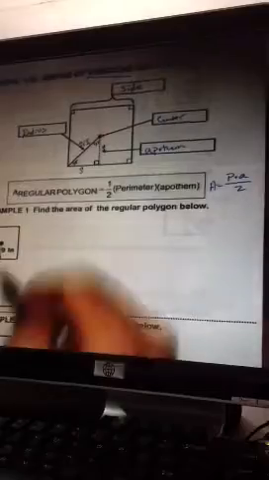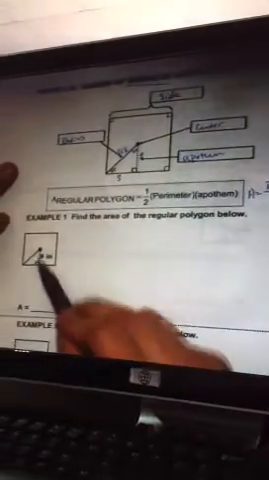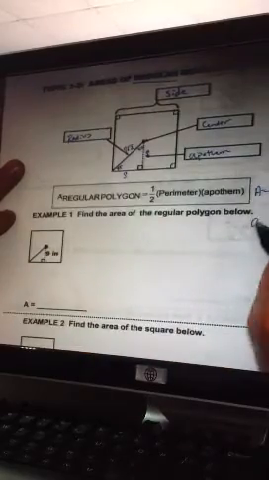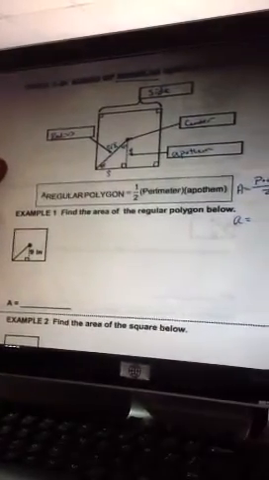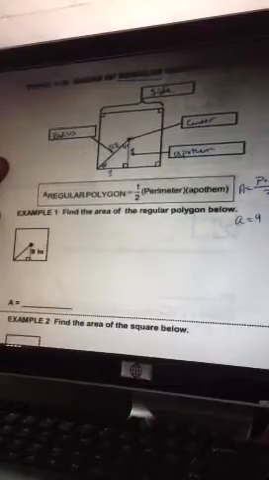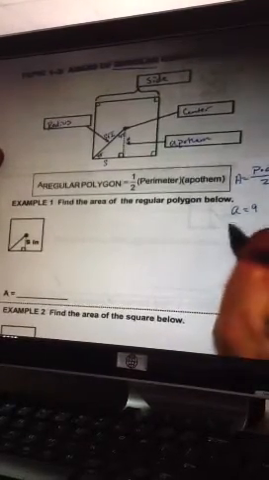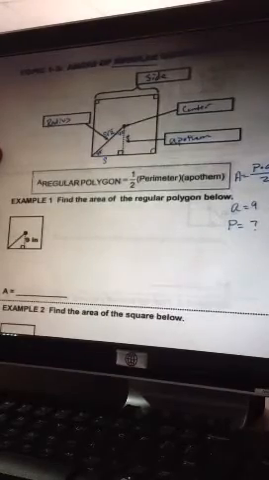So our first example, what part do they give us on this triangle? Oh, I'm sorry, on this square. They give us, good, the apothem, however you want to say it. The apothem is 9. So now in order to find the area, all I have to do is find the perimeter. Okay, so that's what we're looking for.